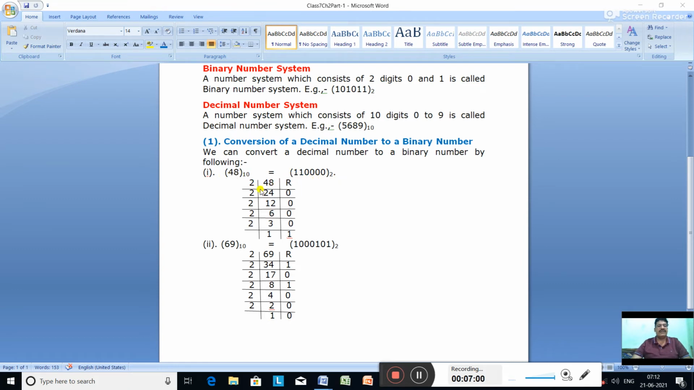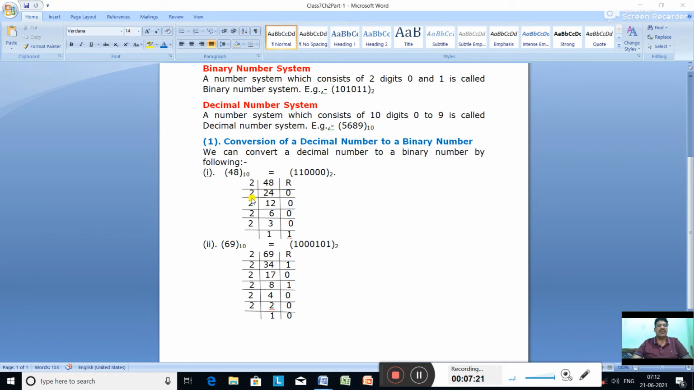So write 48 divided by 2, and this is a place to write the remainder. Write all the remainders here. So if you divide 48 by 2, how many times? 24 times. 24 into 2, 48. So what is the remainder? Remainder is 0. So write the remainder here.